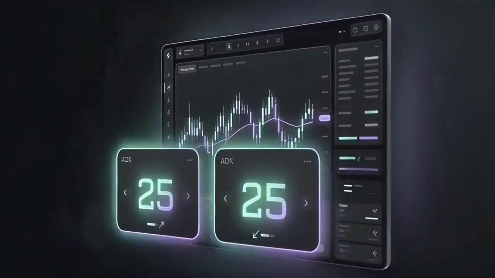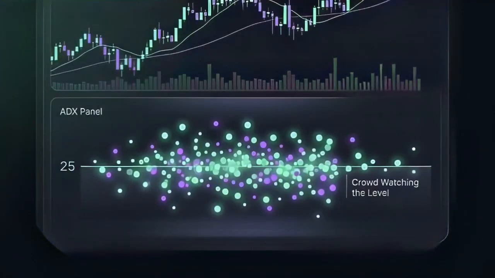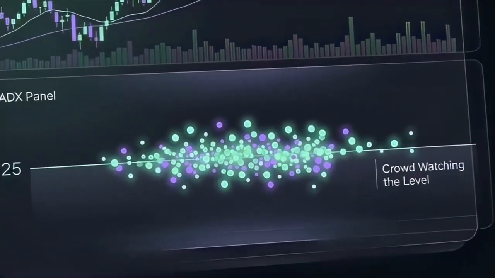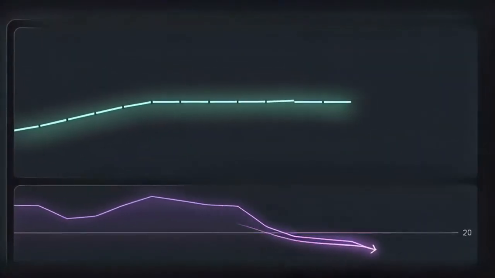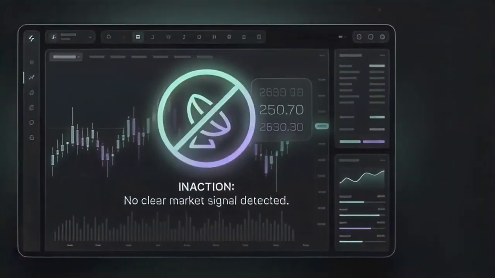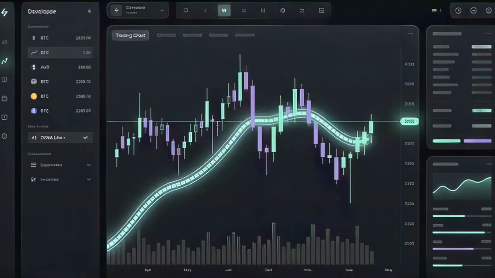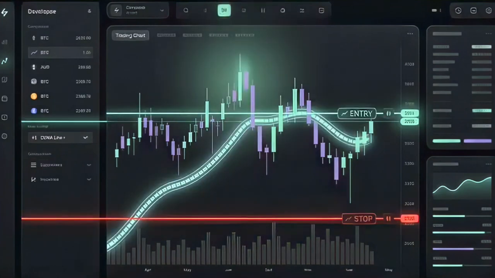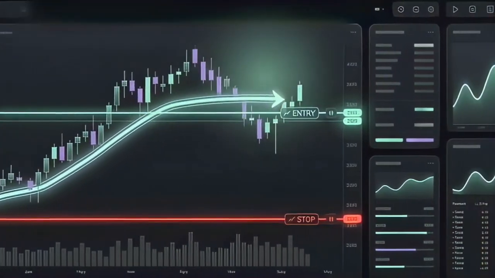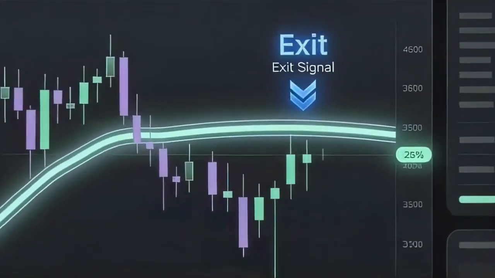Keep that 25, by the way, for exactly the reason you kept the 50. It is a threshold that works because enough people watch it. And when the line flattens and the index drops beneath 20, walk away from the chart. That is not a signal to reverse. It is the tool telling you it has nothing useful to say right now. Enter on a pullback while the slope is still clearly upward, stop below the last swing low, and exit when the slope flattens, not when price merely touches the line.